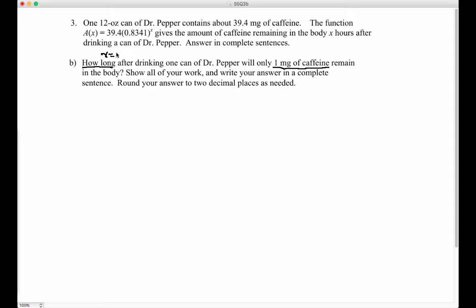So the x is equal to what when A of x is equal to 1. So that's very different than the last problem where they gave us the x value when we evaluated. This time they gave us the y value. We want to know the corresponding x value, or our functional value A of x equal to 1. So what that tells us is that we're going to go ahead and solve the equation 1 equals 39.4 times 0.8341 raised to the x power.